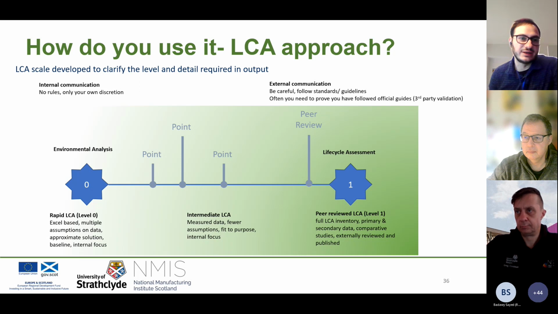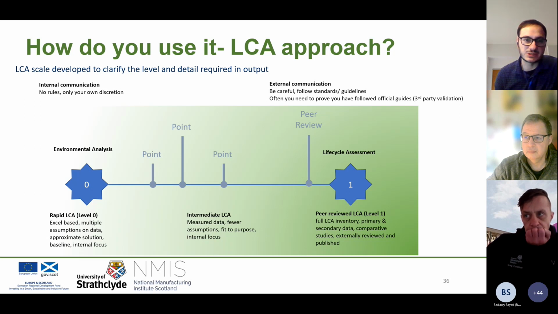So as you understand, a life cycle can be quite demanding in resources, so you cannot always do a full LCA. So what is the approach you're going to follow? We start with the very rapid life cycle approach. We call it environmental analysis, and the reason is that we don't follow strictly all the rules of a life cycle assessment. So it's better just to call it environmental analysis.